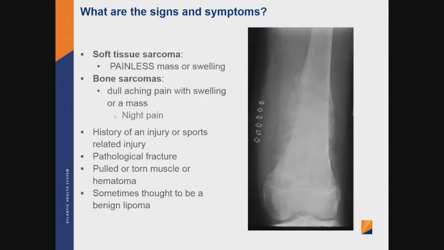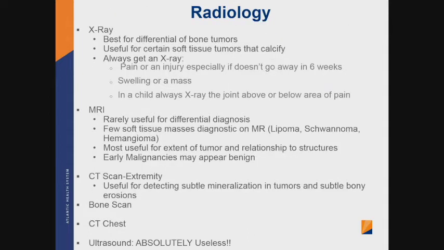Patients often have a history of an injury or a sports-related type of issue or overuse, or complain of overuse of the extremity. They can present with pathological fractures. They're often misdiagnosed as having a pulled or torn muscle, or sometimes as having a hematoma, especially when the patients sort of give you that red herring of some sort of minor injury that's occurred. And sometimes when they're seen in the office, they're misconstrued as being a lipoma based on just palpating the mass.